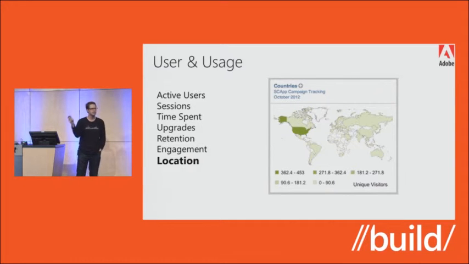Location data. This isn't just downloads, this is usage: where are people using the app the most? And you can look at this by average session length as well, so how long are people spending in my app, by geography or by device type.